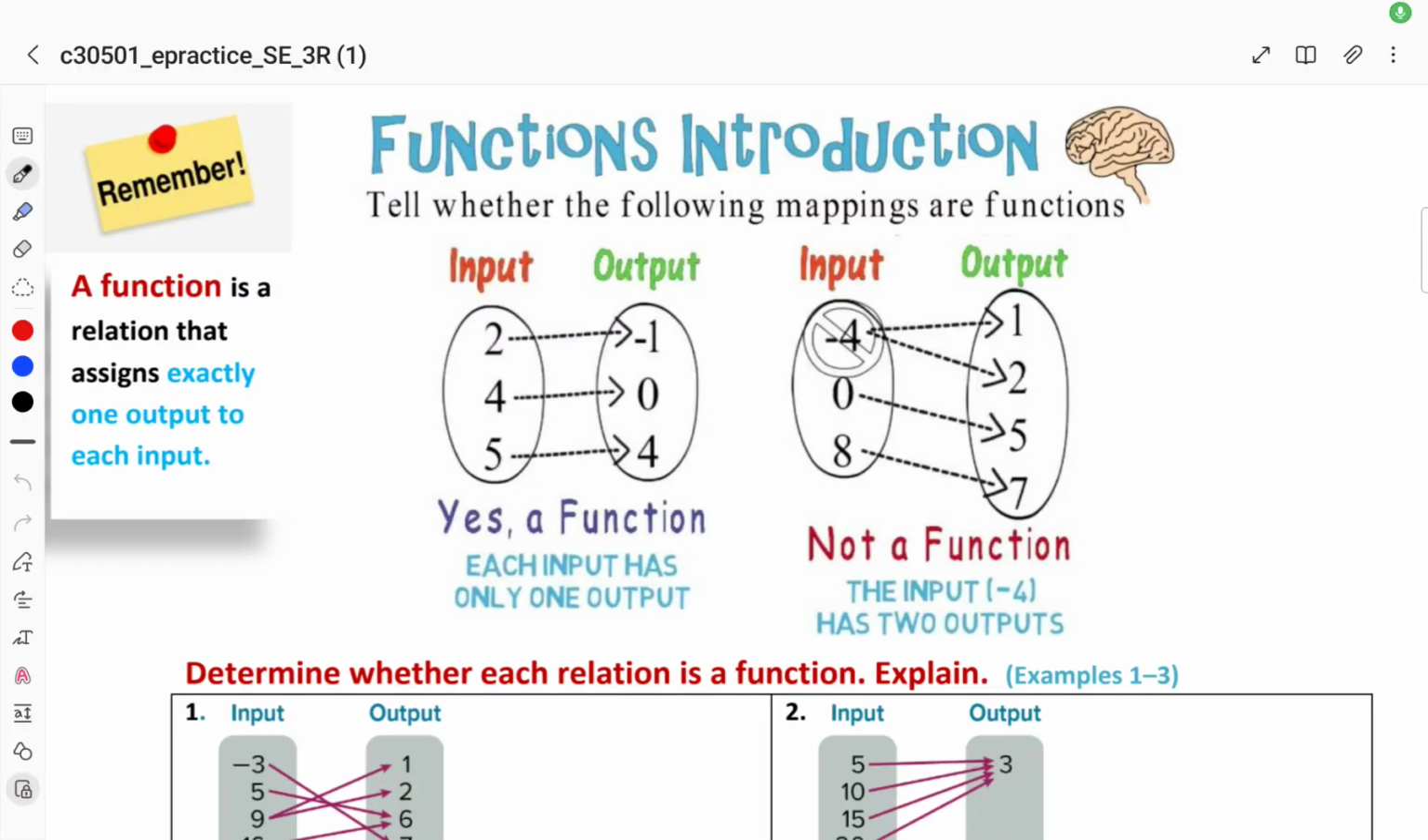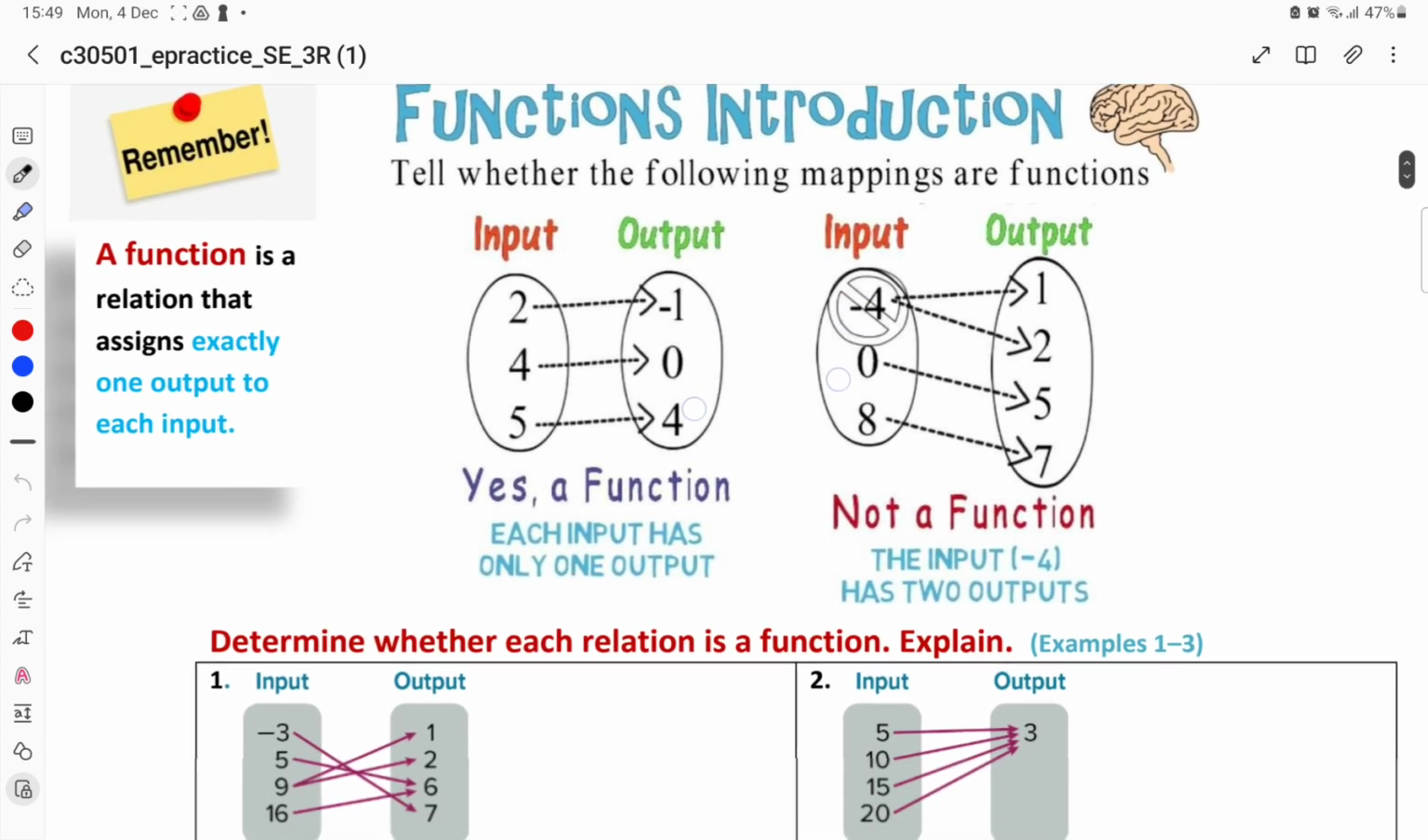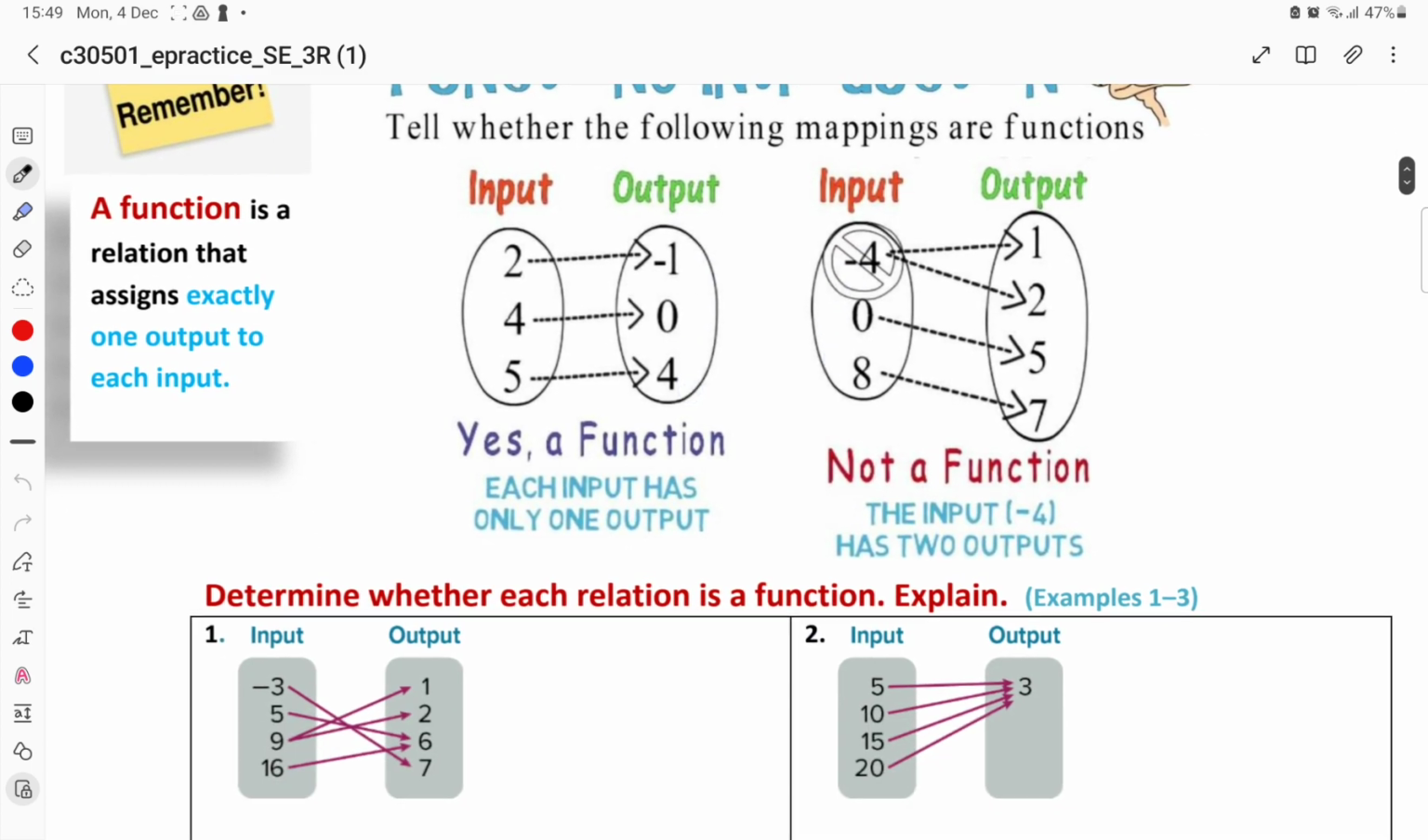Today we want to talk about functions introduction, which is section 5.1. We want to tell whether the following mappings are functions or not. We have two mappings, this is the first one and this is the second one, whether it's a function or not. And the first one, yes, it's a function.